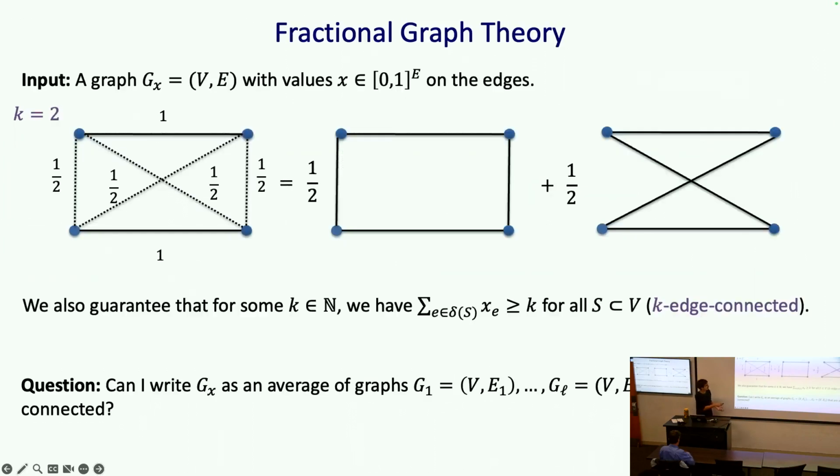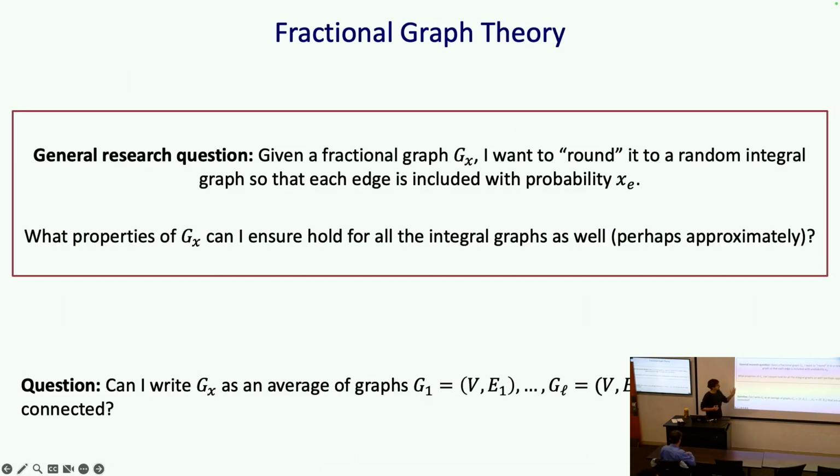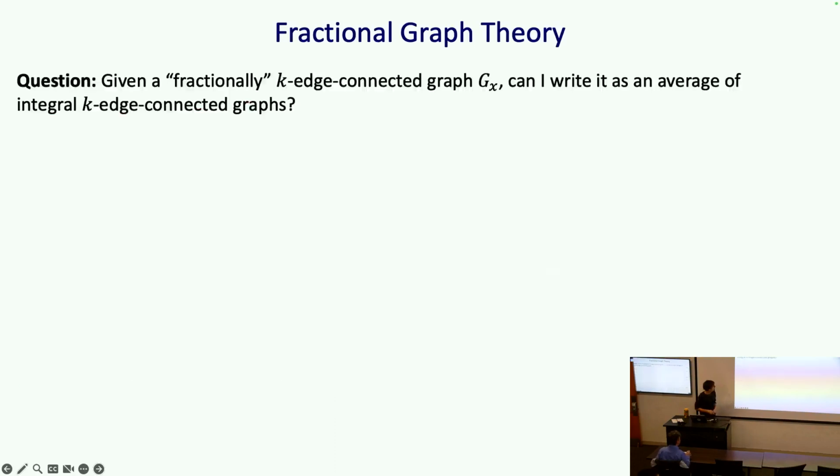In this example, we didn't lose anything. But maybe in general, we can only approximately have the properties of G_x hold. Okay, but still we have this question. Is it true in general? It was true for our one example. It turns out the answer is no.